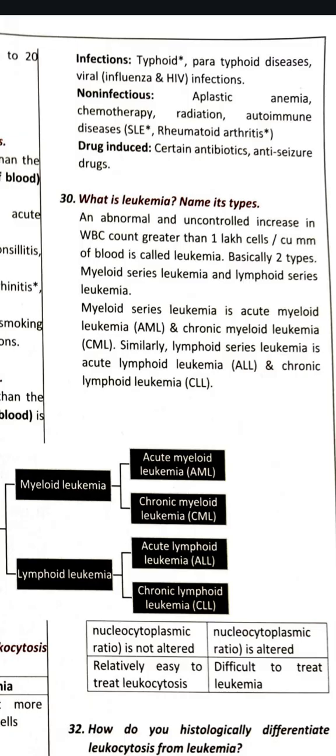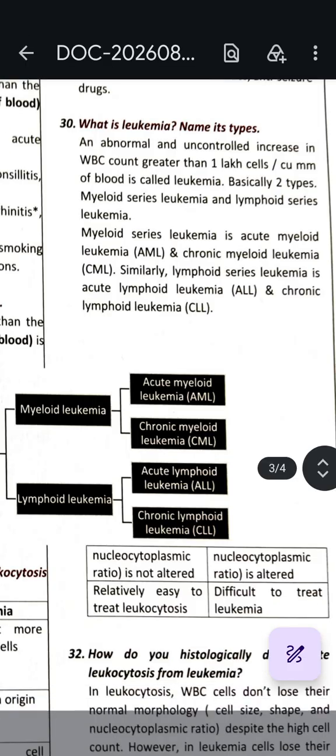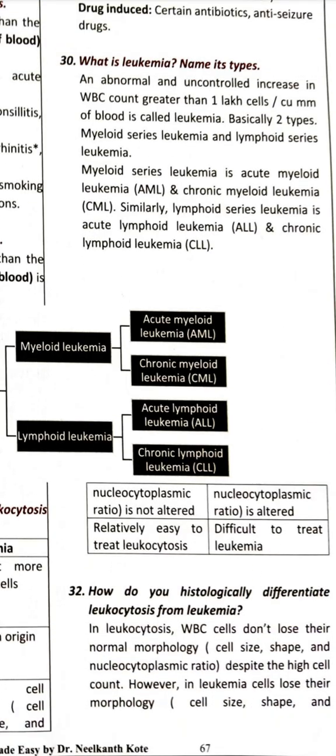Now, what is leukemia? How do you differentiate leukemia from leukocytosis? An abnormal and uncontrolled increase in WBC count greater than 1 lakh per cubic mm of blood is called leukemia. Normal range is what? Normal range is 4,000 to 11,000. But if the count becomes greater than 1 lakh cells per cubic mm of blood, we call it leukemia.